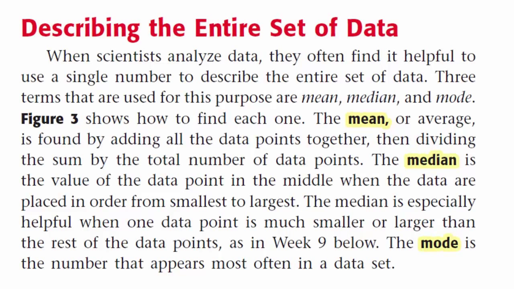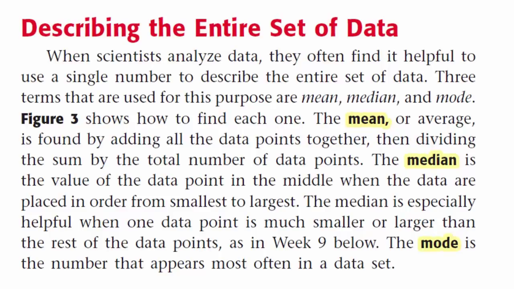Describing the entire set of data. When scientists analyze data, they often find it helpful to use a single number to describe the entire set of data. Three terms that are used for this purpose are mean, median, and mode. Figure 3 shows how to find each one.